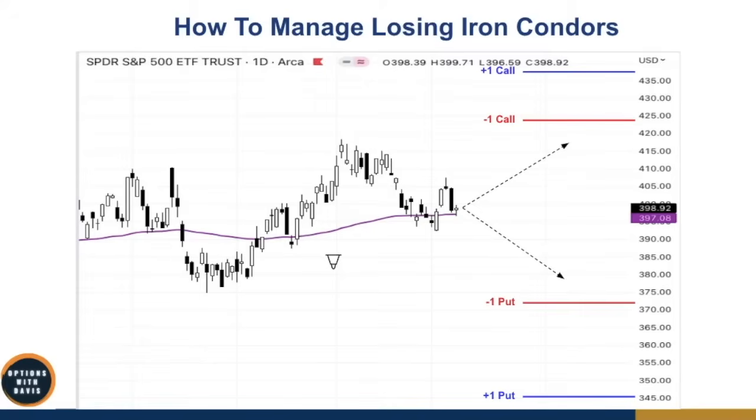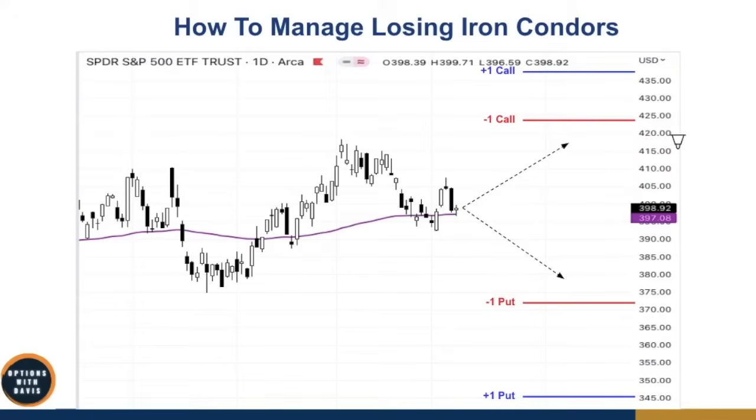So this is a skewed iron condor. Basically, a skewed iron condor is where you have very different width on each side. As you can see, the put side is slightly bigger than the call side because of the skew, right?